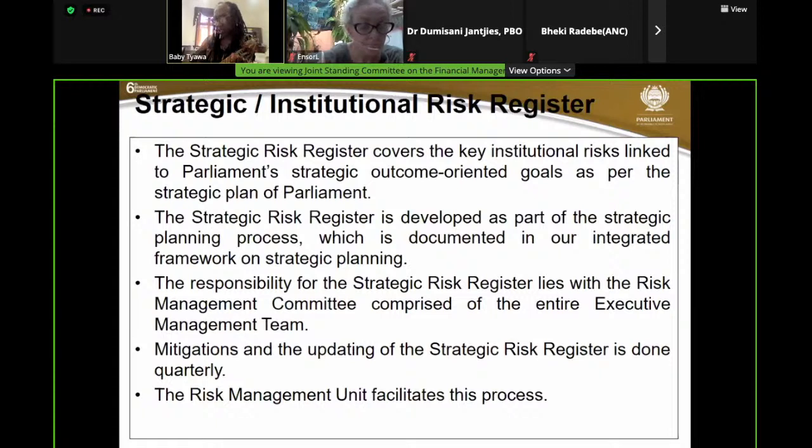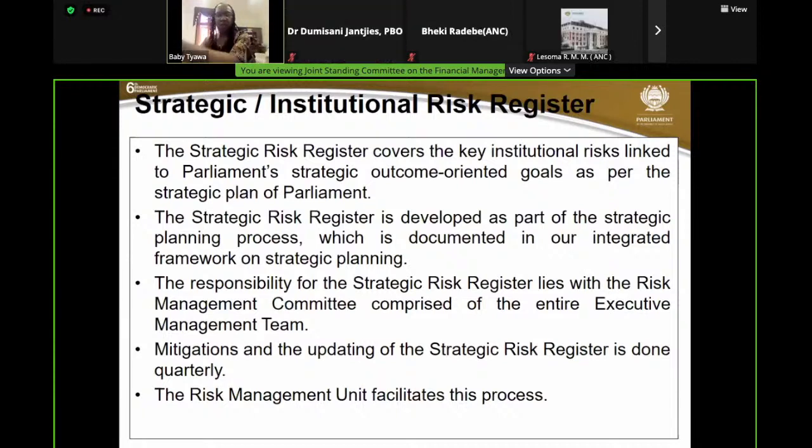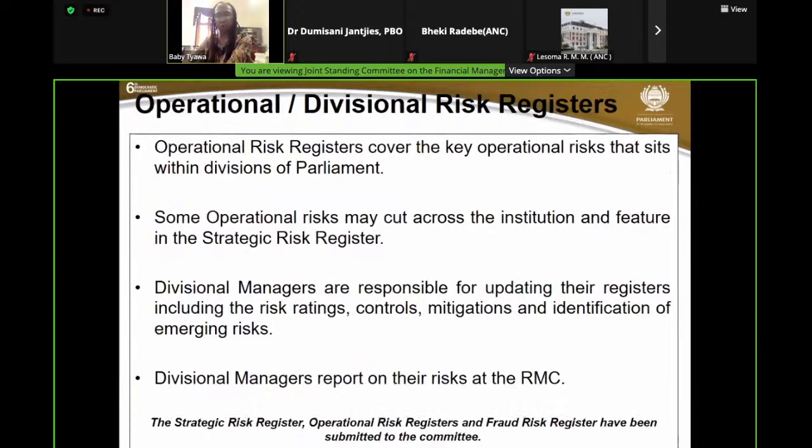We have the mitigations, which are updated on the risk registers, which we do quarterly. And then we do have a risk management unit, which facilitates the process. As I said, at least now we have a risk manager who will be coordinating that, working with the unit that has been in existence in Parliament.